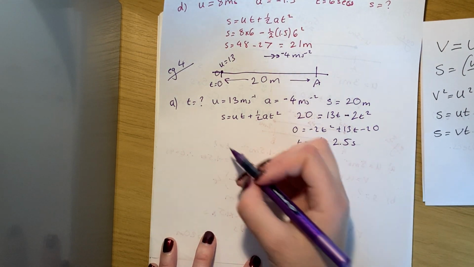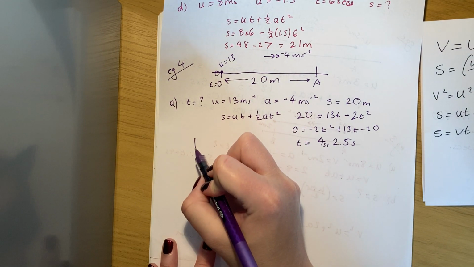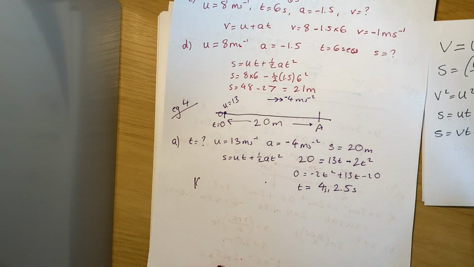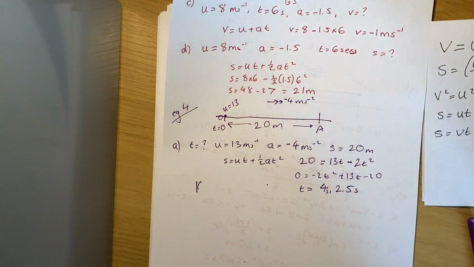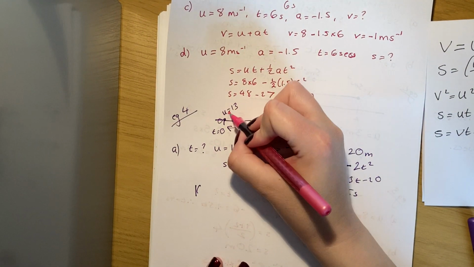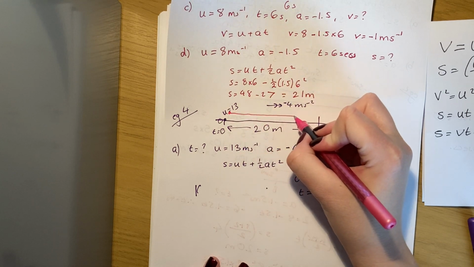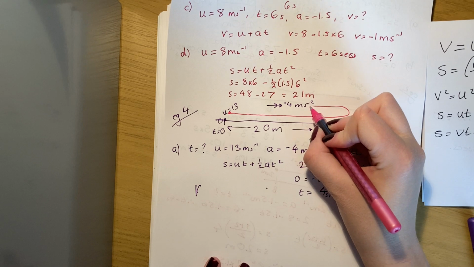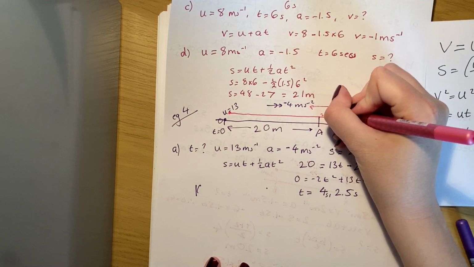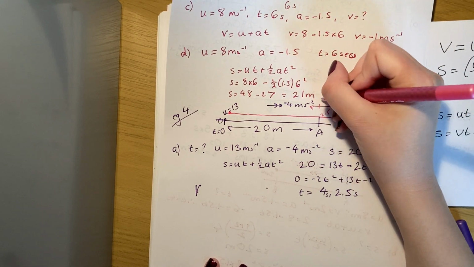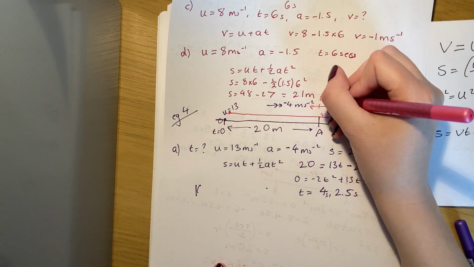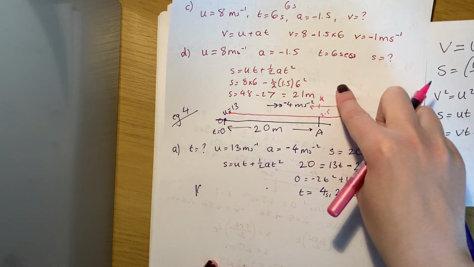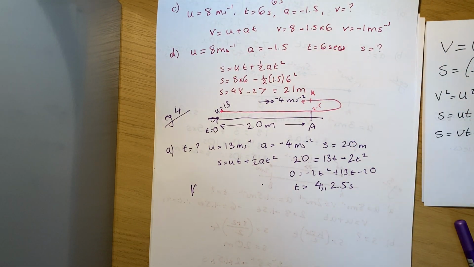But let's think what that actually means about the travelling of our particle, which I can add to the diagram. I'll just use a different colour. So what it means is that the particle did something like this. So it passed at 2.5 seconds and then passed again at 4 seconds. So it's gone past A and then come back.